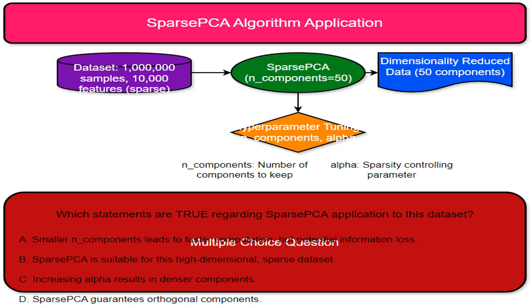NCOMPONENTS is a hyperparameter that controls the number of principal components retained after dimensionality reduction. It is directly related to the computational cost and information loss trade-off. Alpha is another hyperparameter. This one controls the sparsity of the components generated by the algorithm. A higher ALPHA value will yield sparser components, more near zero values, while a lower value leads to denser components.